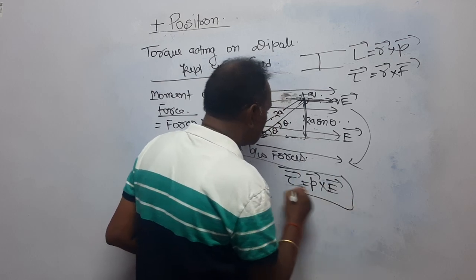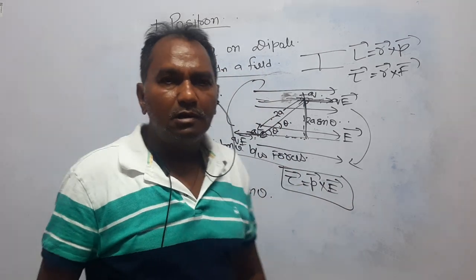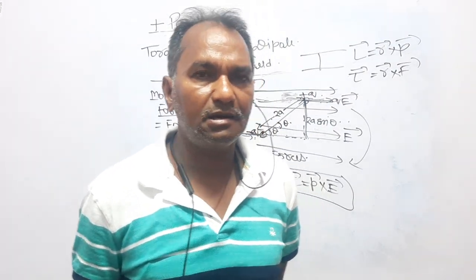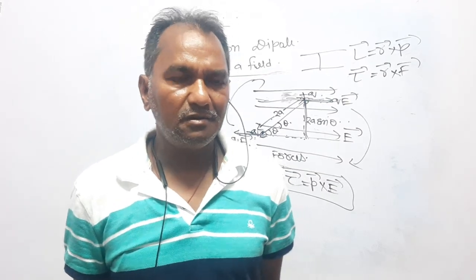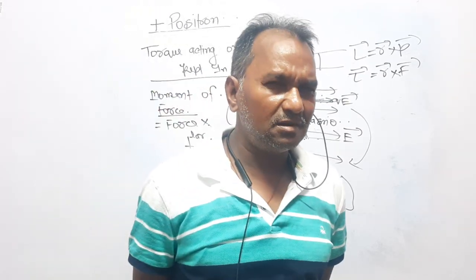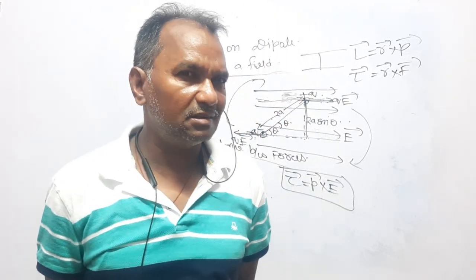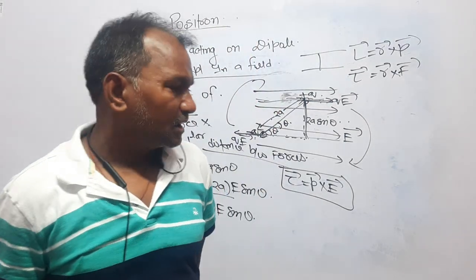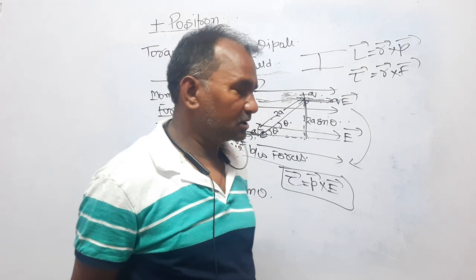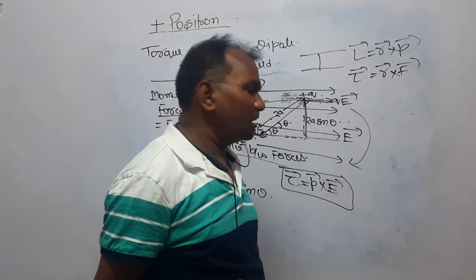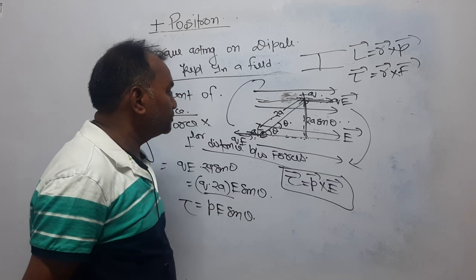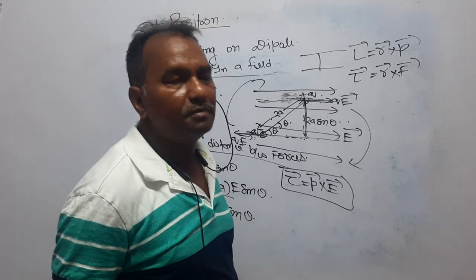You know, if vector A cross vector B is equal to AB sine theta n cap, you must have studied this in 11th standard, I'm sure, last year. I've made videos also on the cross product. So tau is equal to pE sine theta, or tau is equal to p cross E.